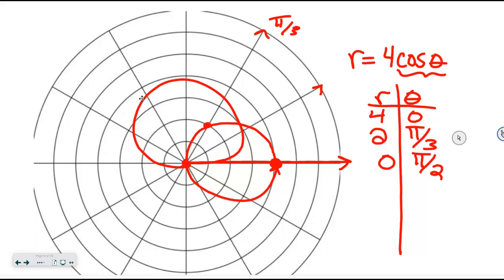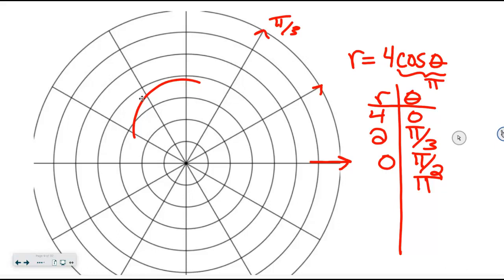Do you see why it gets... Watch. If you put in a pi for that one, what do you get when you put in a pi? What's cosine pi? Negative what? What's cosine of pi? Yes. So when I'm facing this way, I'd be at negative 4. That's why it does one full circle in just pi. If you enter 2 pi on your calculator, it just does it twice. You don't see it doing it twice. All right, that's our first one.